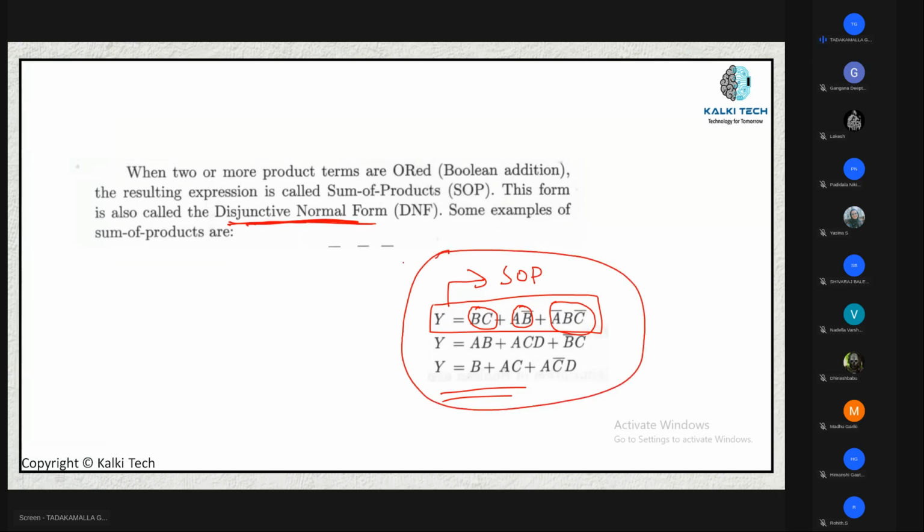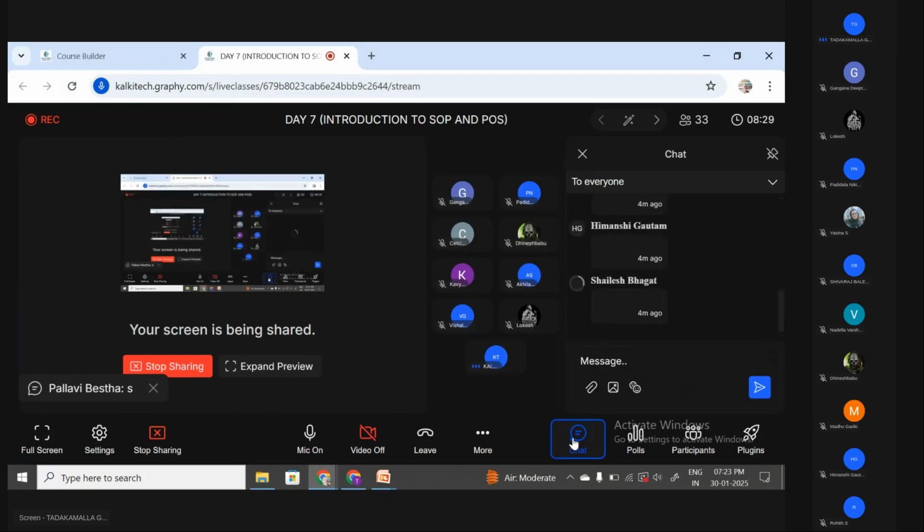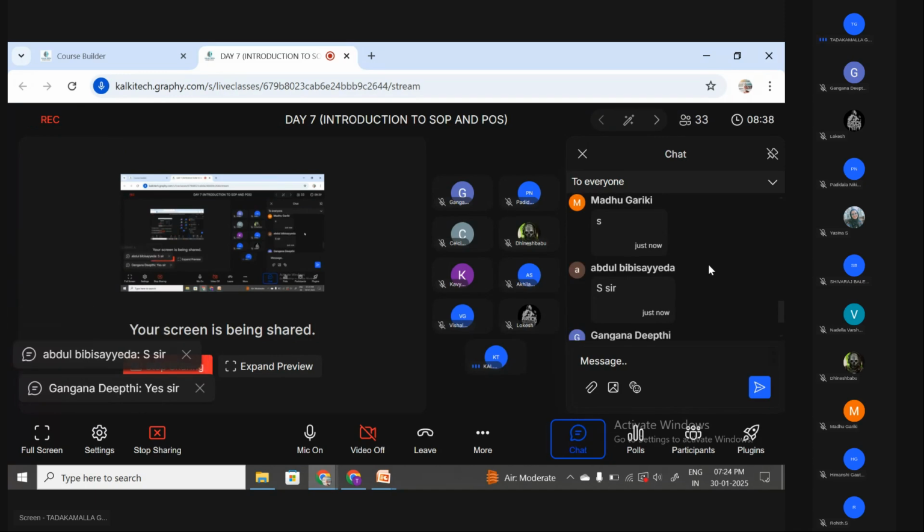Is it clear for everyone? The SOP form, is it clear? What is meant by SOP form? Is it clear for everyone? Yes? Is it clear for everyone? No.